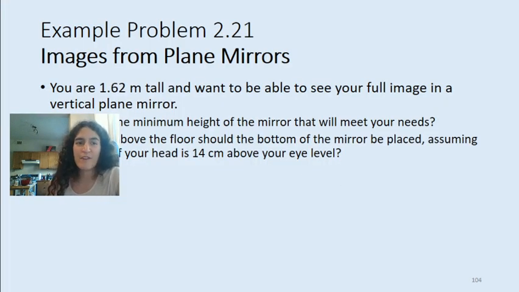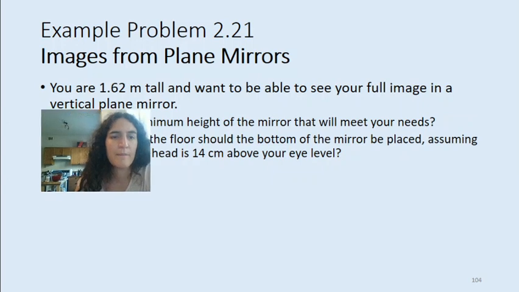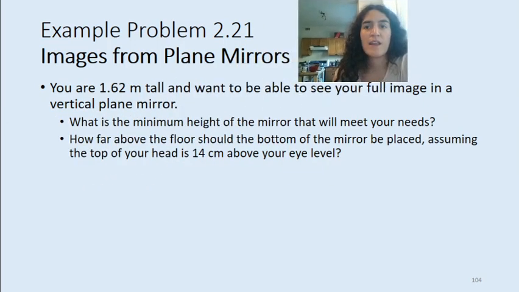Okay, this is one of my favorite problems to do with ray tracing. So it's saying that I have a man standing in front of a mirror. So you are that man or woman. You are 1.6 meters tall, and you want to be able to see your full image in a vertical plane mirror. So it's asking, what is the minimum height of a mirror that will meet your needs, and where should you place that mirror, right? So the idea is I want to know what is the shortest mirror that I can use to see my entire body, and where should I place that mirror in relation to my body.